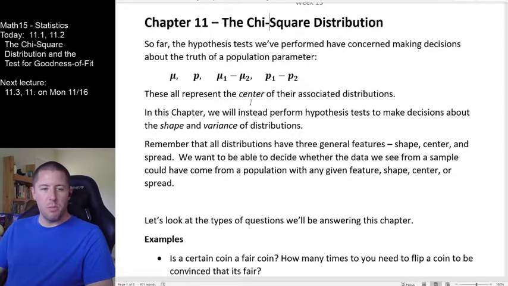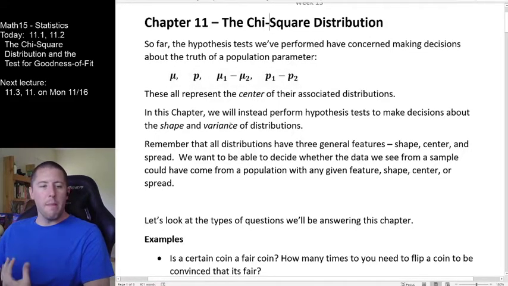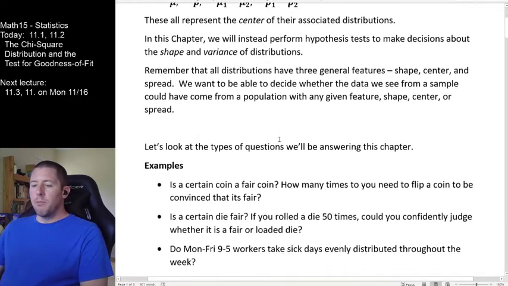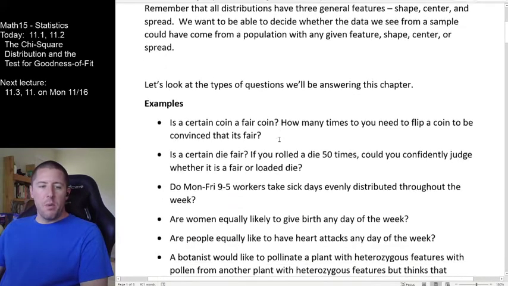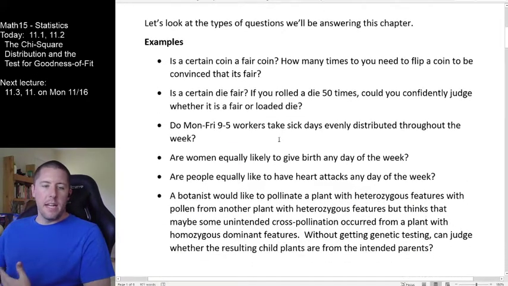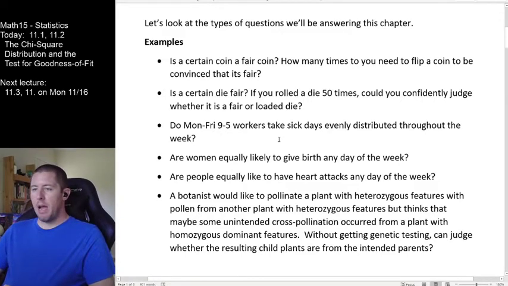We're going to say, does this distribution have the shape that I think it does? And does this distribution have the amount of variation that I think that it does? All right, we've already looked at average and proportion, our measures of center. So let's look at a whole bunch of different examples of questions that we can answer with these ideas that are associated with this chapter.